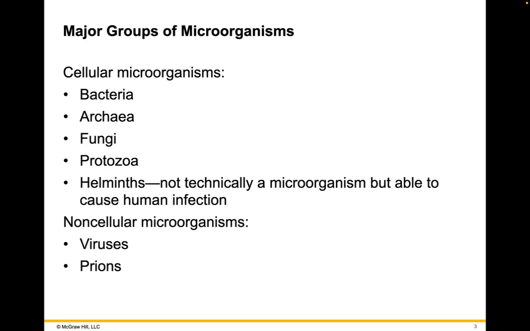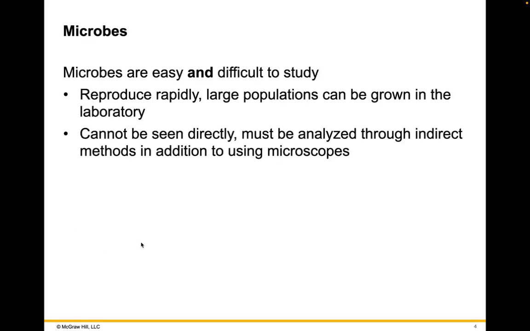So there's cellular and non-cellular microorganisms. If you've learned anything in biology, all living things are made of cells. So cellular organisms are the living microorganisms: bacteria, archaea, fungi, protozoas, and helminths. Now, helminths are technically not microorganisms, but they do cause human infection. They are very small, and these are worms. Yes, I said worms. Non-cellular microorganisms are non-living things. So technically, we could argue, are they organisms or not? But these are going to include viruses and prions, and more on what those are.